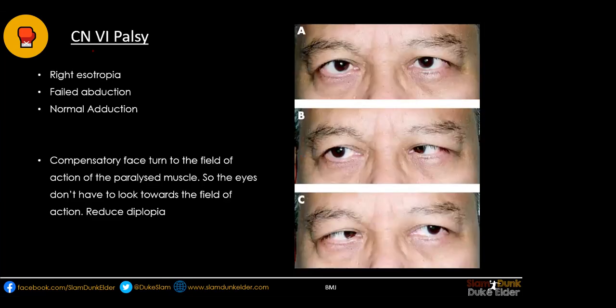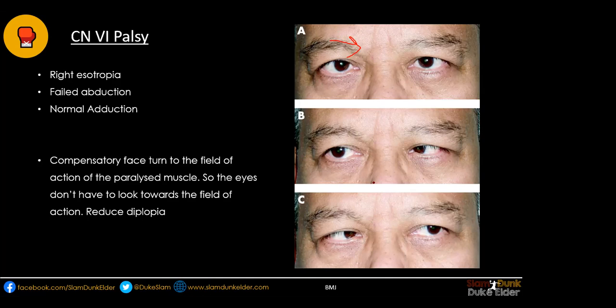Okay, so moving on to a sixth nerve palsy now. This one's kind of nice and easy to understand. Sixth nerve palsy, you're not getting innervation to lateral rectus. So you can see here that this gentleman, on primary gaze, his eye is turned medially because you've got unopposed action of the medial rectus muscle. So you can describe that as an esotropia. If the lesion's on the right side, which it is, you'll have a right esotropia.